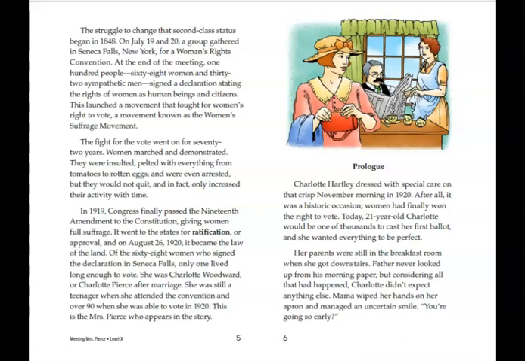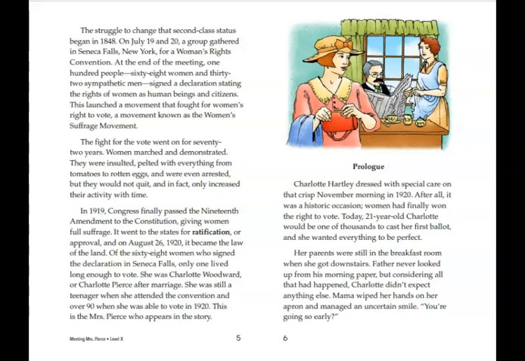The fight for the vote went on for 72 years. Women marched and demonstrated. They were insulted, pelted with everything from tomatoes to rotten eggs. They were even arrested, but they would not quit. In fact, it only increased their activity with time.